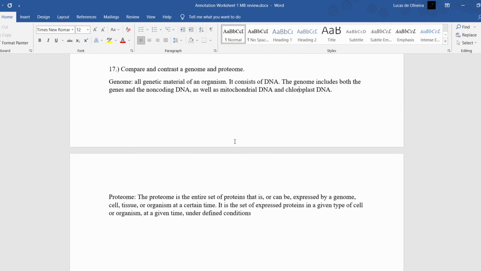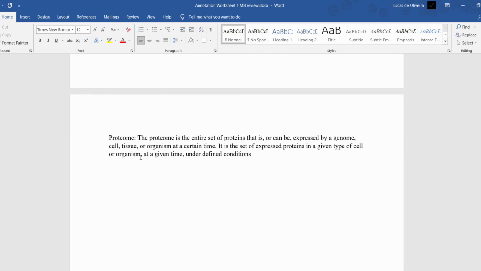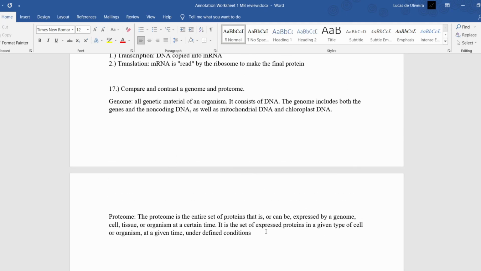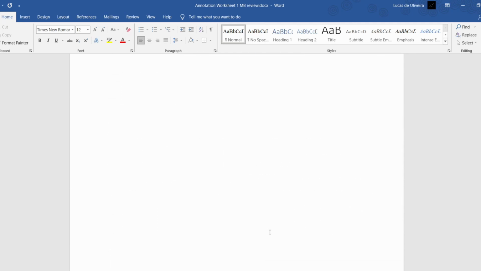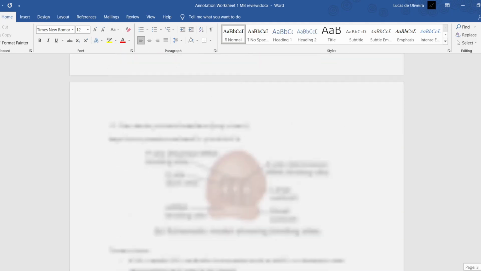So that is the genome. And the proteome is the entire set of proteins that can be expressed, again, gene expression, by a genome. That includes all of the alternatively spliced proteins and everything like that. So just so you know, that is the entirety of it.